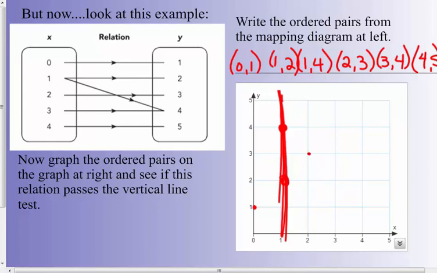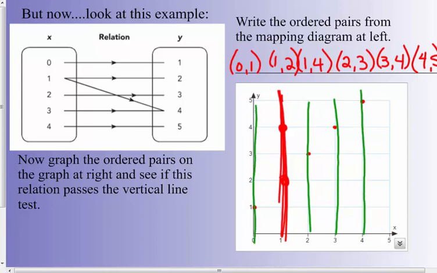2, 3, 3, 4, and 4, 5. So yes, the other points, if I draw the vertical line, it only hits once, it only hits once, it only hits once, it only hits once. But because 1 has 2 different outputs, it is not going to be a function. Not a function.